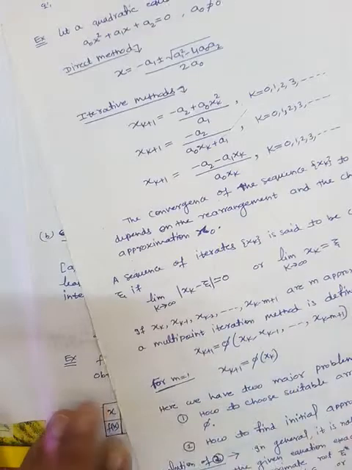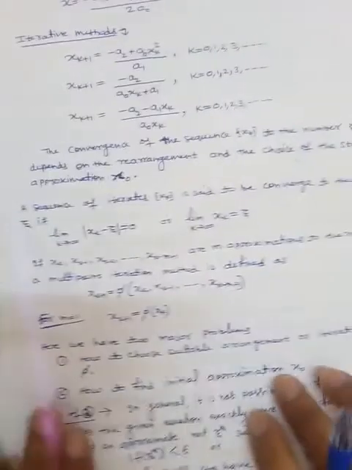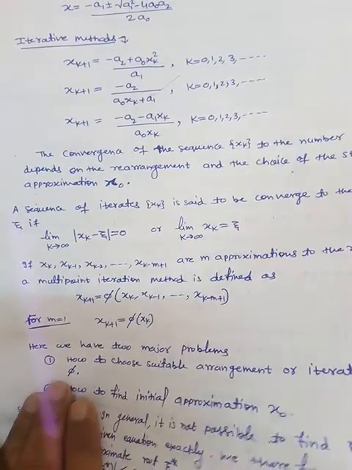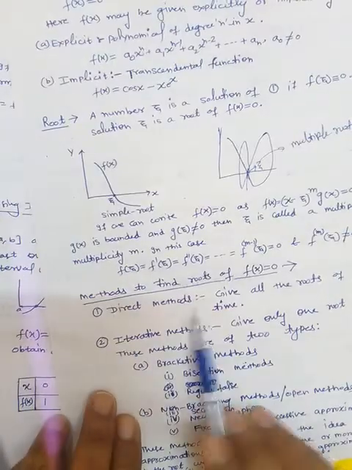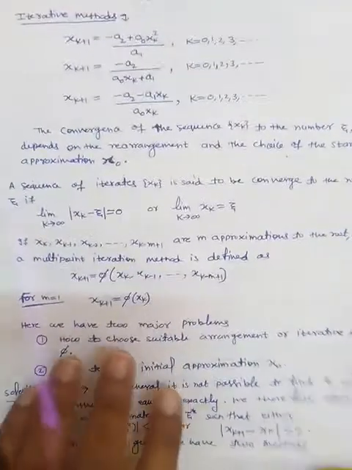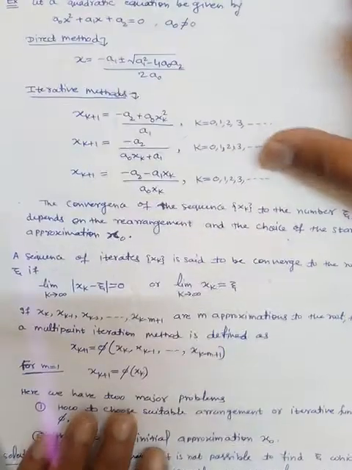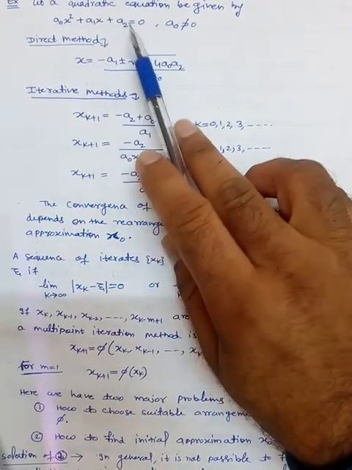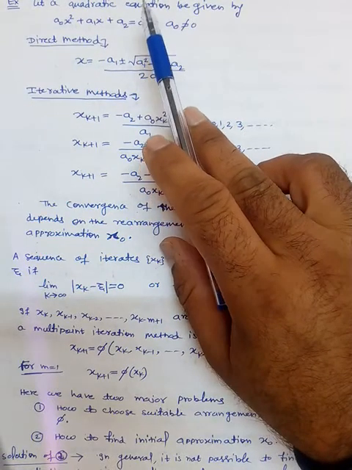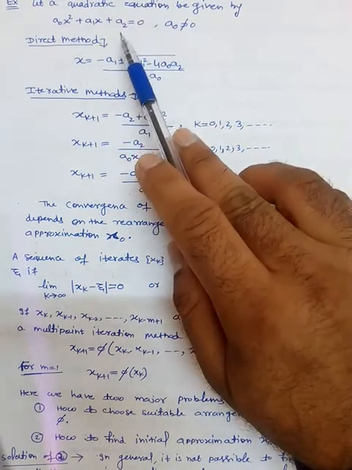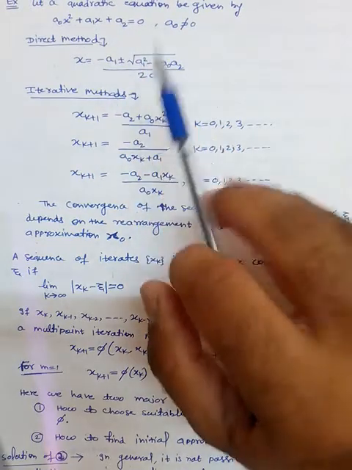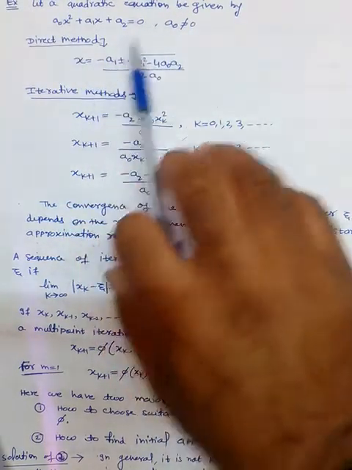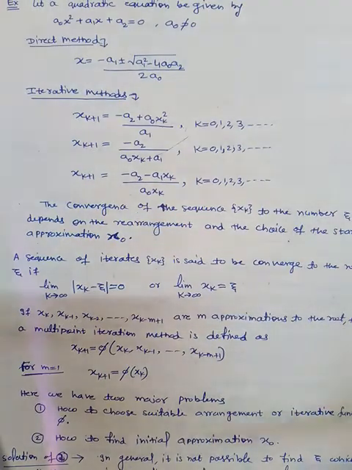Now we will start with the direct method. We will give you some idea about the direct and iterative methods, which we have already discussed here. What is the meaning of direct and iterative methods broadly? Let's see. So here, suppose we have a quadratic problem. Okay, we have taken a quadratic problem because we know that in this category we have a method like Sridharacharya. So that's why we have compared the Sridharacharya with other iterative methods.